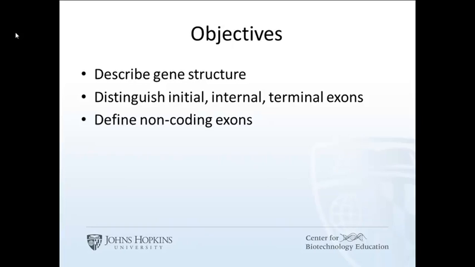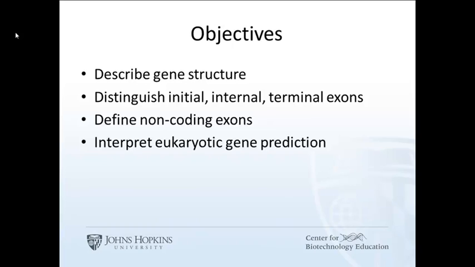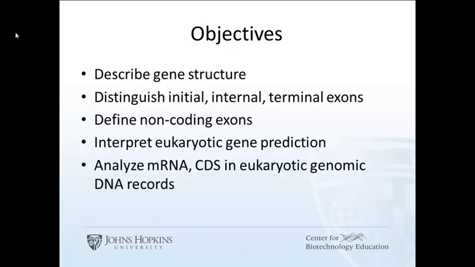A non-coding exon is an exon that lies completely within either the 5' untranslated region, or 5' UTR, or entirely within the 3' untranslated region, or 3' UTR. Be able to look at a eukaryotic gene prediction and describe what it represents. Finally, be able to analyze genomic DNA in a DNA database.